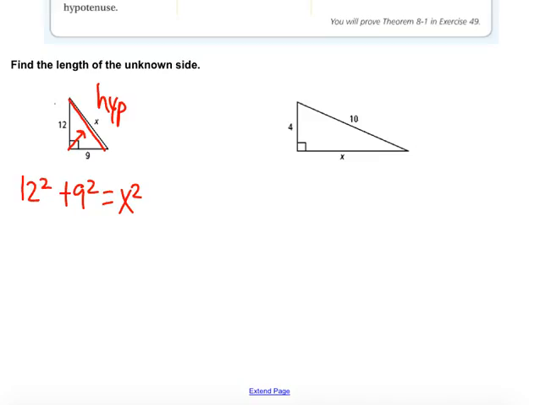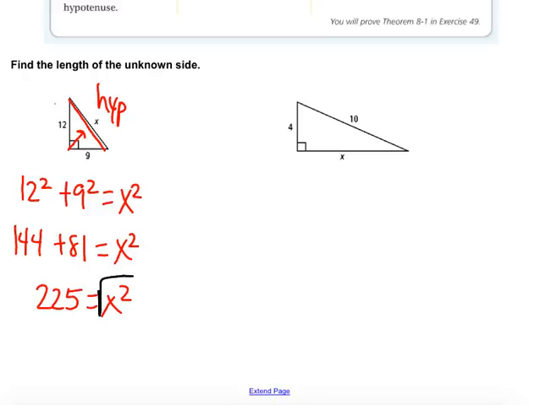Okay, now just crunch some numbers. 12 squared is 144. 9 squared is 81. Equals x squared, so we're still looking for that. We don't know what it is. Now 144 plus 81 is 225. Now to get rid of this squared term, we take the square root. So we gotta do something squared. Take the square root. Unfortunately for us, 225 is a perfect square, so we get a whole number, which is nice. So we get 15 equals x. There we go.